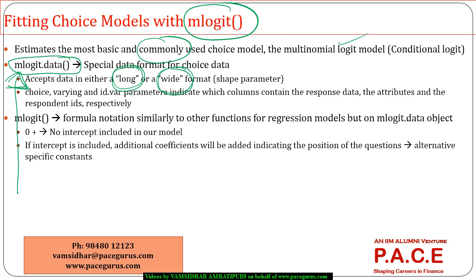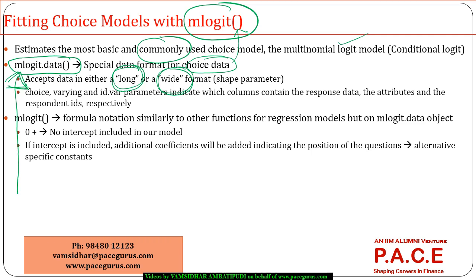Depending only on these two data, whatever they are, mlogit.data converts it into a completely different data format, so that format would be given as an input to the mlogit. Mlogit does not directly take a long or a wide data format. So intermediately there is one step called mlogit.data. This function converts your long or wide format data into an mlogit understandable format, right?